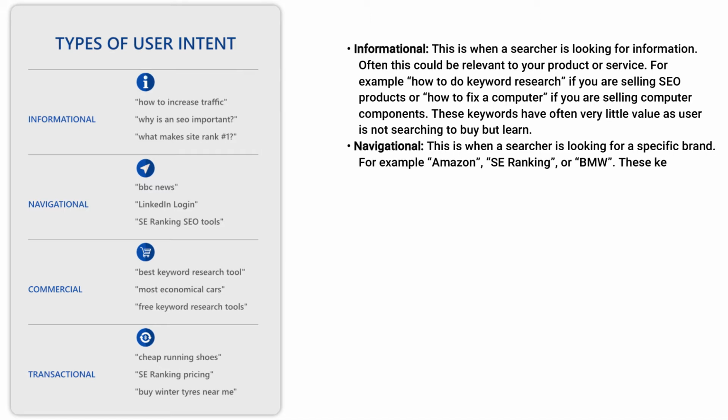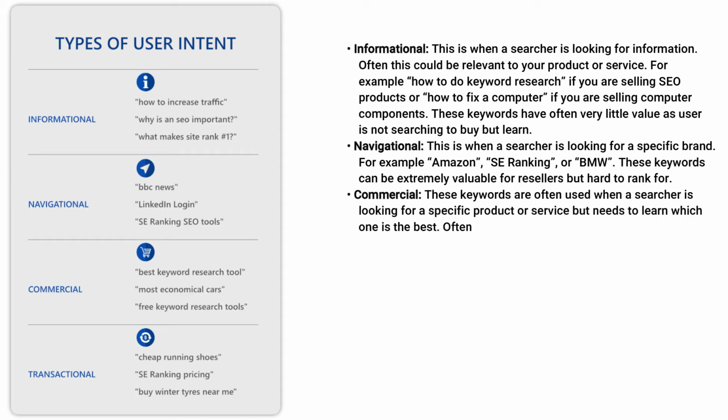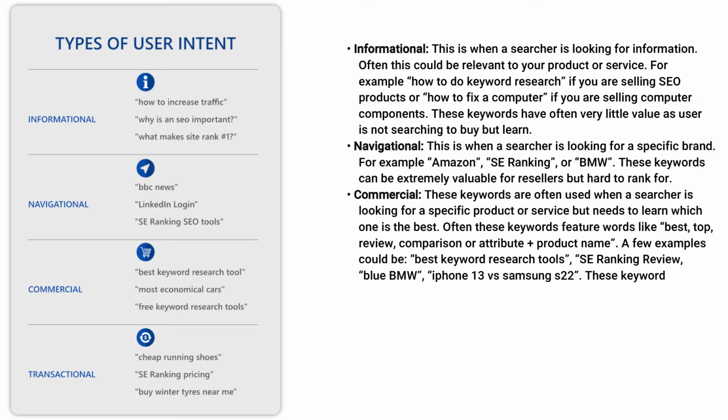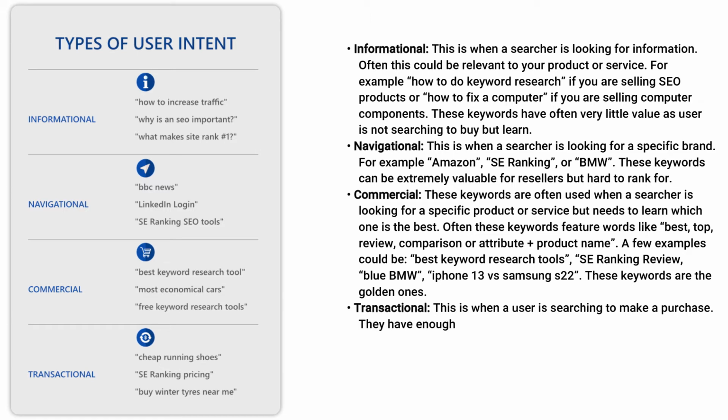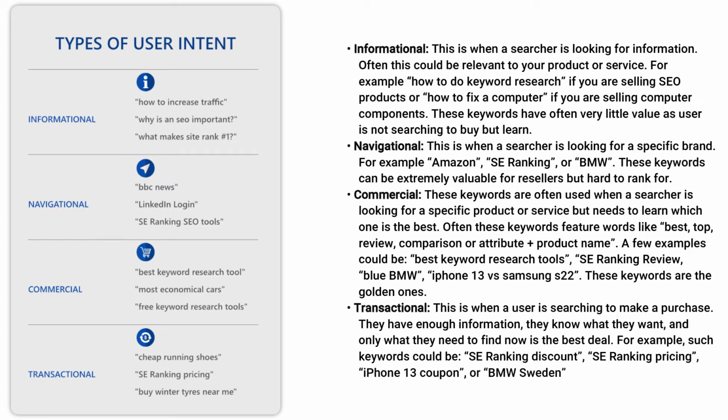The second are navigational. This is when a searcher is looking for a specific brand, for example, Amazon, SE Ranking or BMW. These keywords can be extremely valuable for resellers but hard to rank for. The next type of search intent keywords are commercial. These keywords are often used when a searcher is looking for a specific product or service but needs to learn which one is the best. Often, these keywords feature words like best, top, review, comparison, or attribute. A few examples could be best keyword research tools, SE Ranking review, blue BMW, or iPhone 13 versus Samsung S22. These keywords are the golden ones.